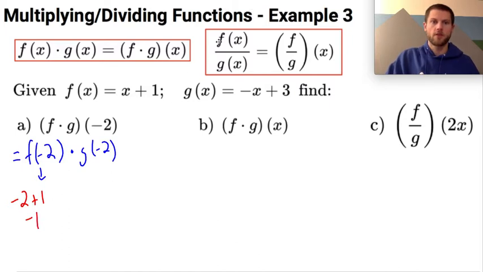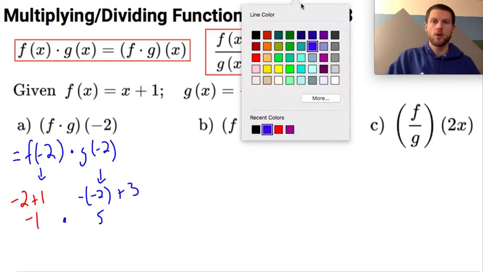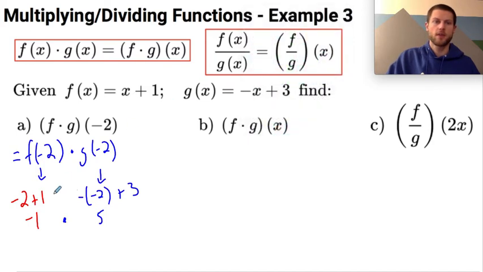And g of negative 2 is going to be given by negative x plus 3, so negative negative 2 plus 3. So I took this negative 2, substituted it in here. So that's going to equal 2 plus 3, so that's 5. I just want to multiply these two things together. So g of negative 2 times f of negative 2 is equal to negative 5.